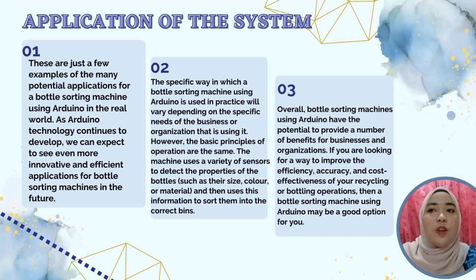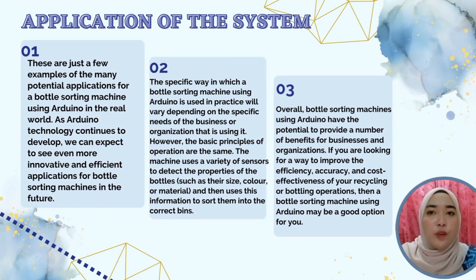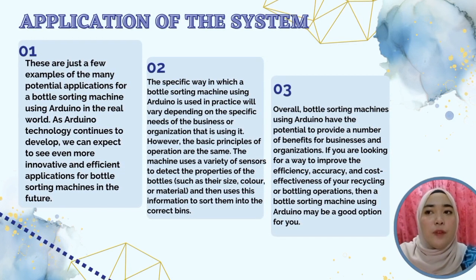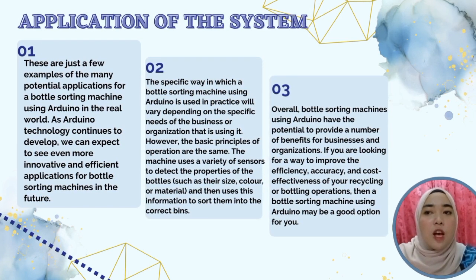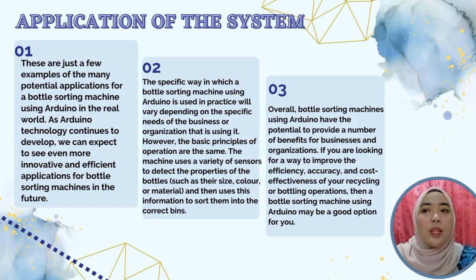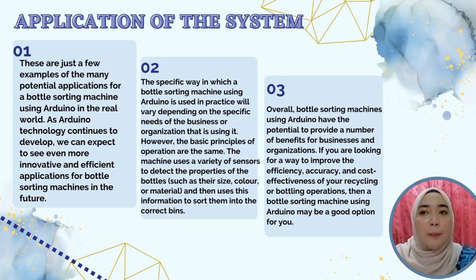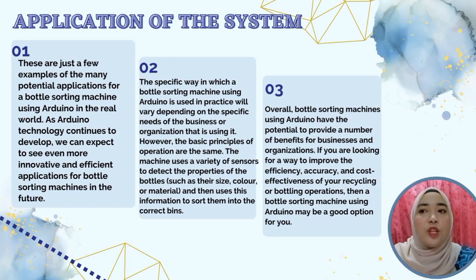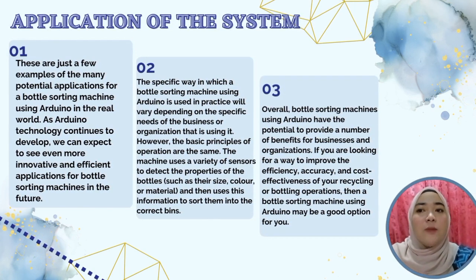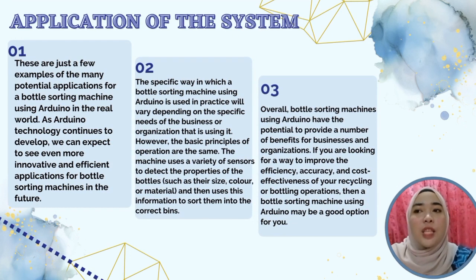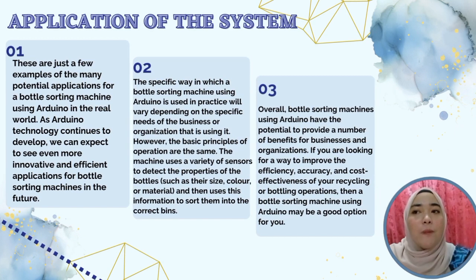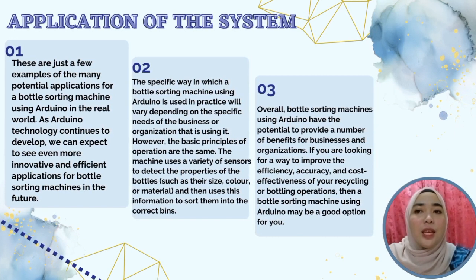Next, the bottle sorting machine using Arduino can provide a number of benefits to users and the fields that are applying it. Here are some of the most common benefits. Increased efficiency: a bottle sorting machine can help to increase the efficiency of recycling and bottling plants. That can save time and money. It can also help to reduce the environmental impact of the industry. Improved accuracy: it can help to improve the accuracy of recycling and bottling operations. This can help to ensure that recyclable materials are properly sorted and that bottles are filled with the correct liquid.